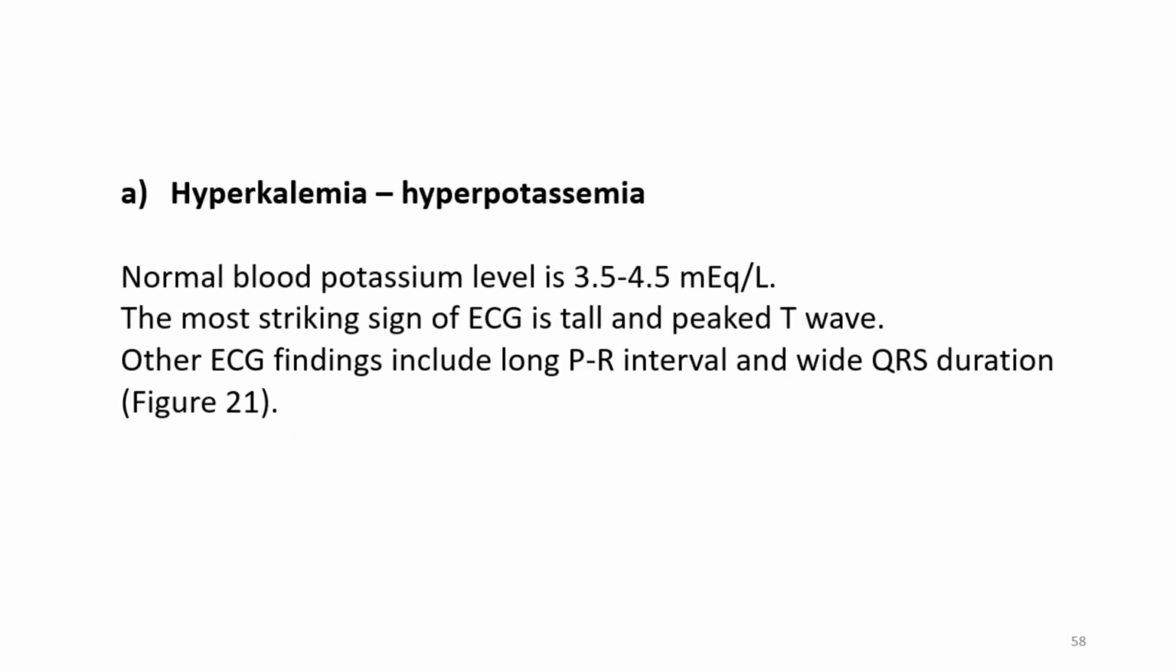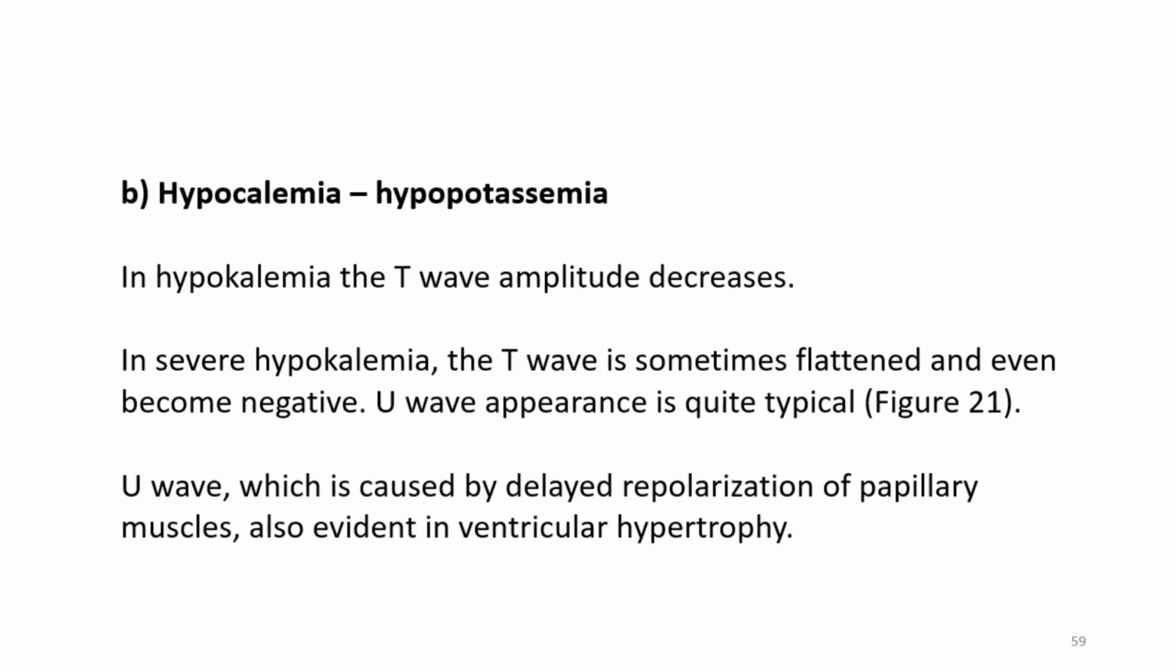First, hyperkalemia. Hyperkalemia is also called hyperpotassemia. Normal blood potassium level is between 3.5 to 4.5 milliequivalent per liter. The most striking sign on the electrocardiogram is a tall and peaked T wave. Other electrocardiography findings include long PR interval and wide QRS duration.